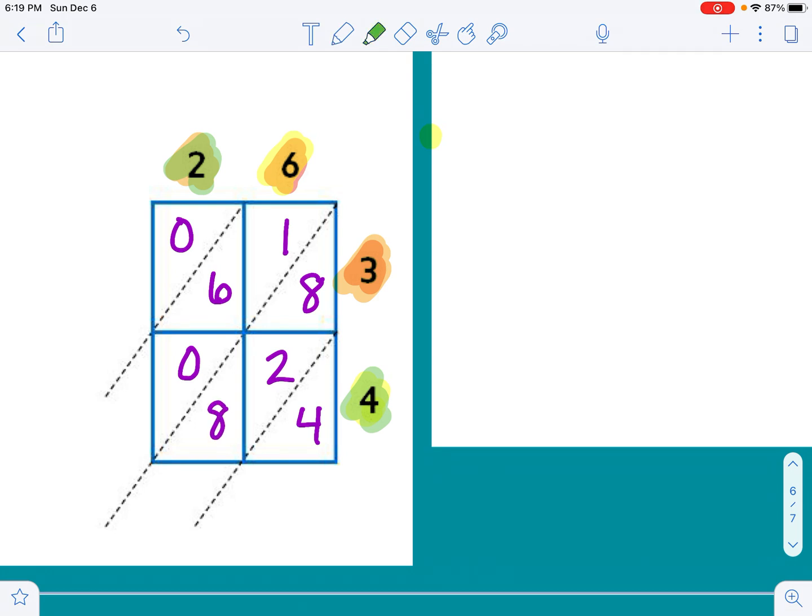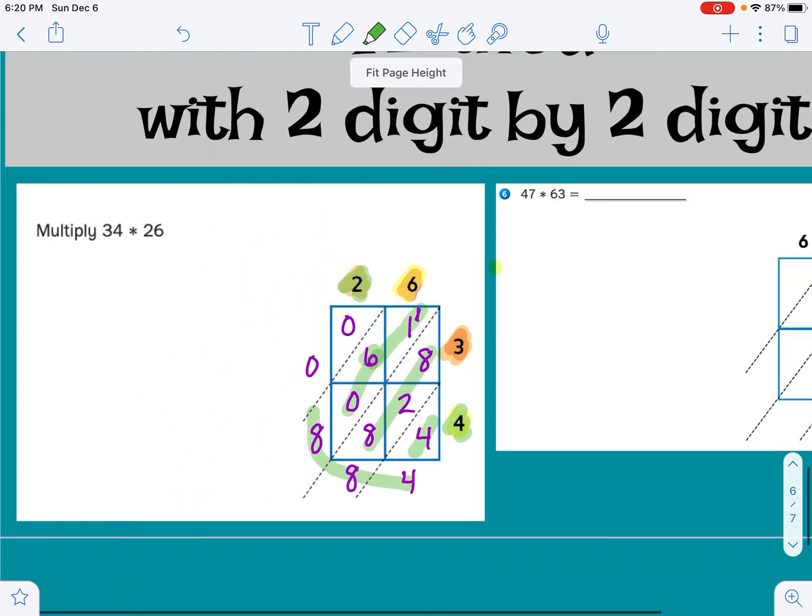Once all my boxes are full, I'm ready to add my diagonals. This one is just 4. I'm going to do 8 plus 2 is 10, plus 8 more is 18. So I'm going to put my 8 here and carry my 1 to the next diagonal column. 6 plus 1 plus 1 plus 0 is 8. And I have 0 in the final column. So my answer is just 884. I don't need to keep that 0 in the thousands place. It doesn't change my number. So it's 884.